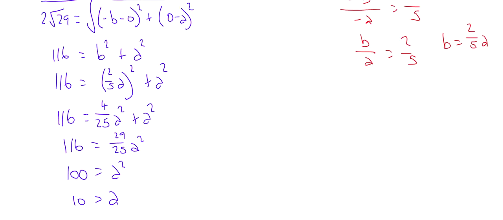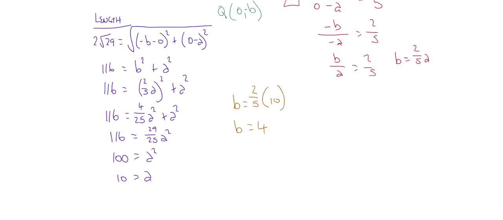And then if I want B, let's go back over here. I've got this lovely little thing over here. So then I can say that B is 2/5 of A, which is 10. Hopefully you can see that B is 4. So that gives us A and B. That is question 9.